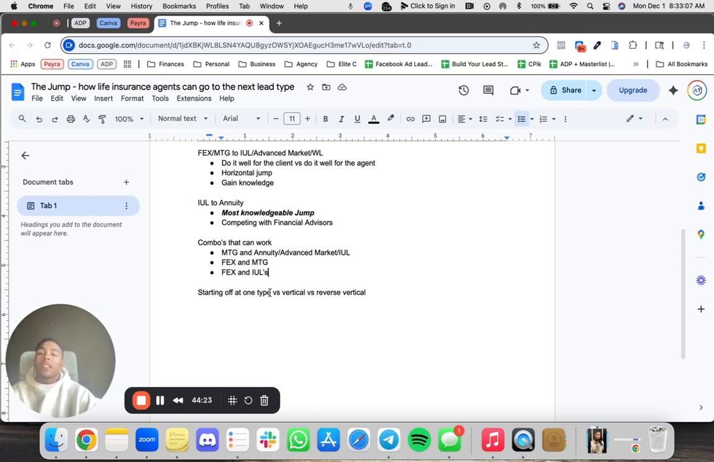Now, will certain lead types have better persistency? Yes. Is an annuity client going to have better persistency than a mortgage protection client? Yes. Is a mortgage protection client going to have better persistency than a vet or a final expense? Yes. Is an IUL client, if you do it correctly, going to have better persistency than mortgage? Yes, yes. If you do it right and if you're not lazy.